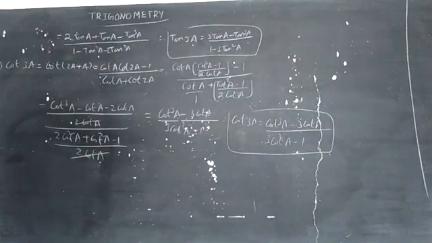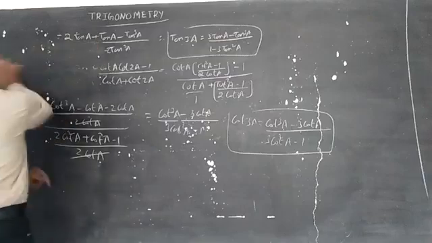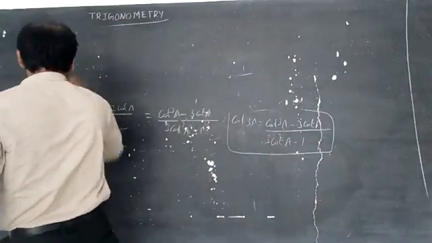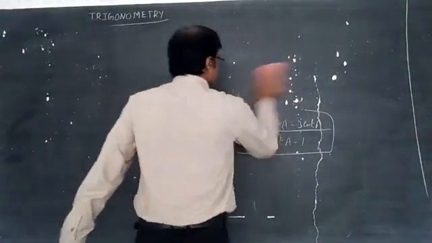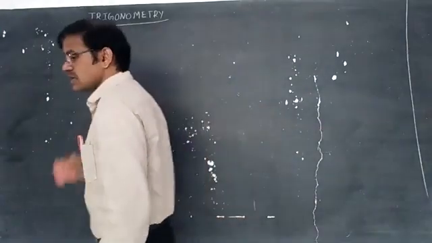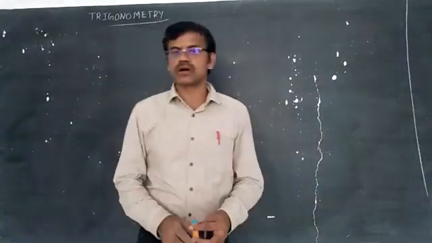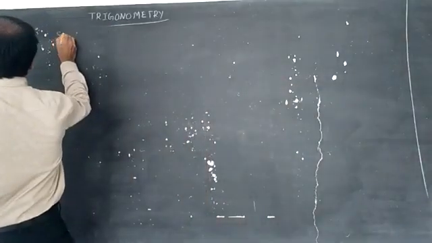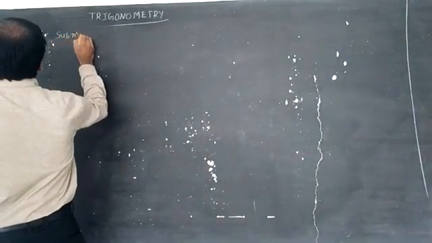Now, depending upon these three formulae, we can write the submultiple angles. For sin 2A, I gave the formula 2 sin A cos A, and depending upon the multiple angle, I said sin A is equal to 2 sin A by 2 cos A by 2. Now, in a similar way, the submultiple angles for 3A.